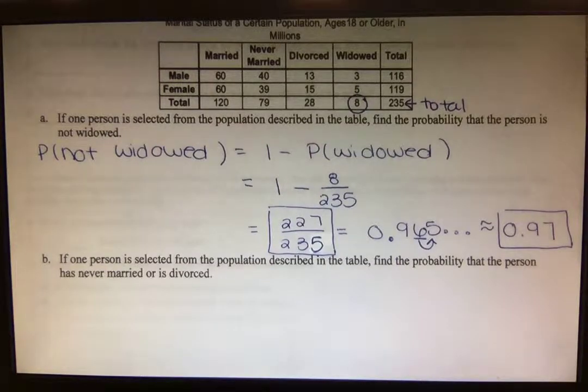Questions for me? Whenever it says round to 2 decimal places, I want my answer to have 2 numbers after the decimal.